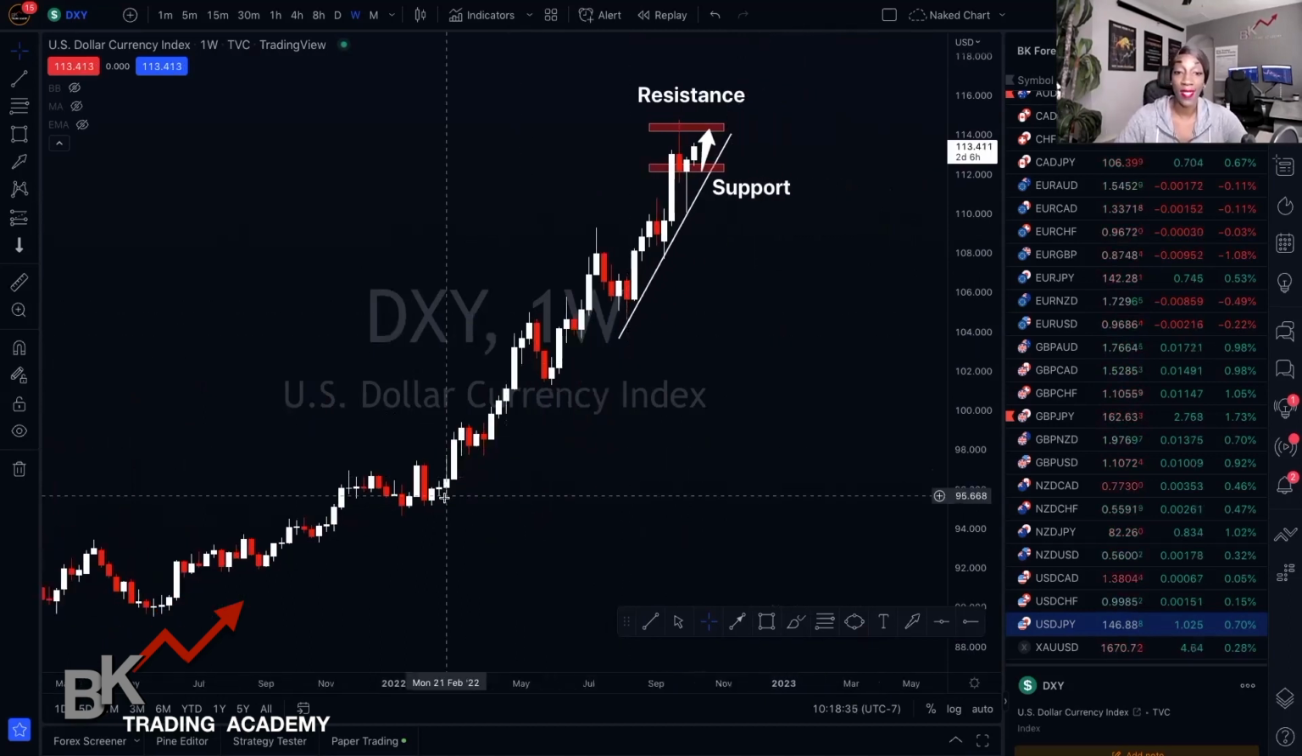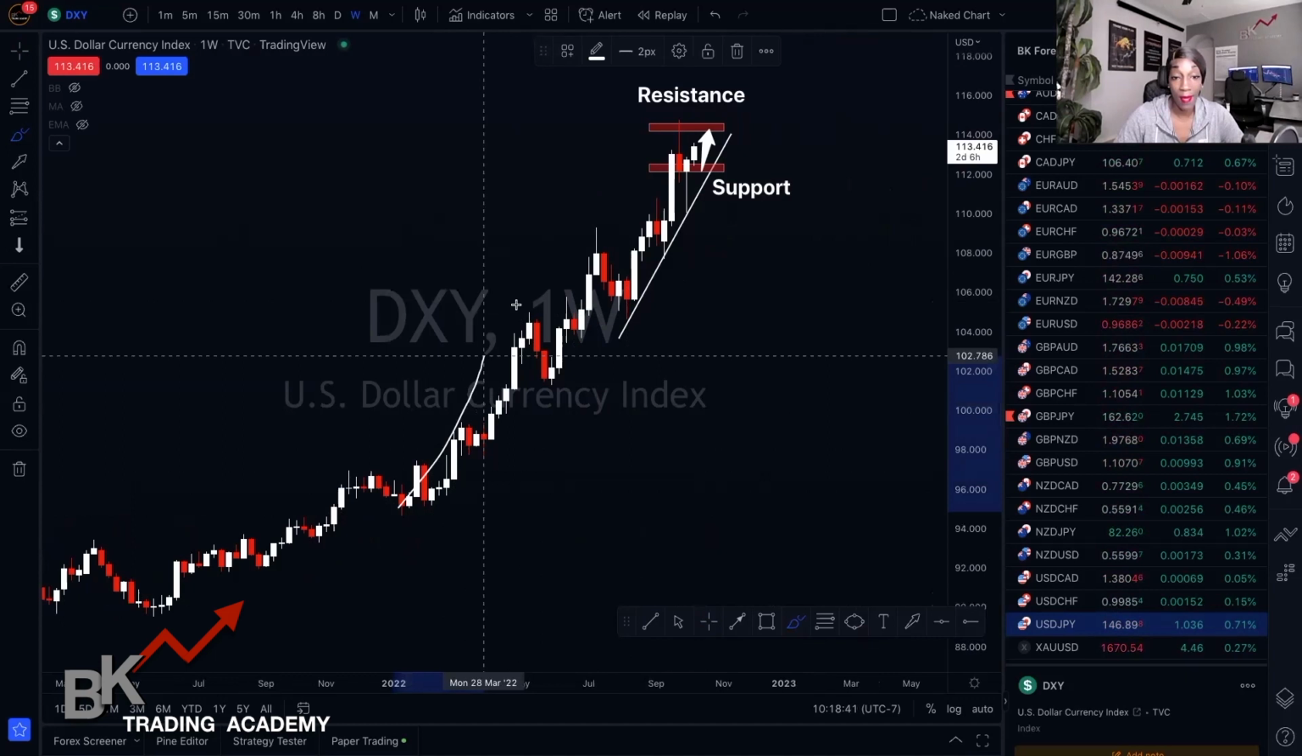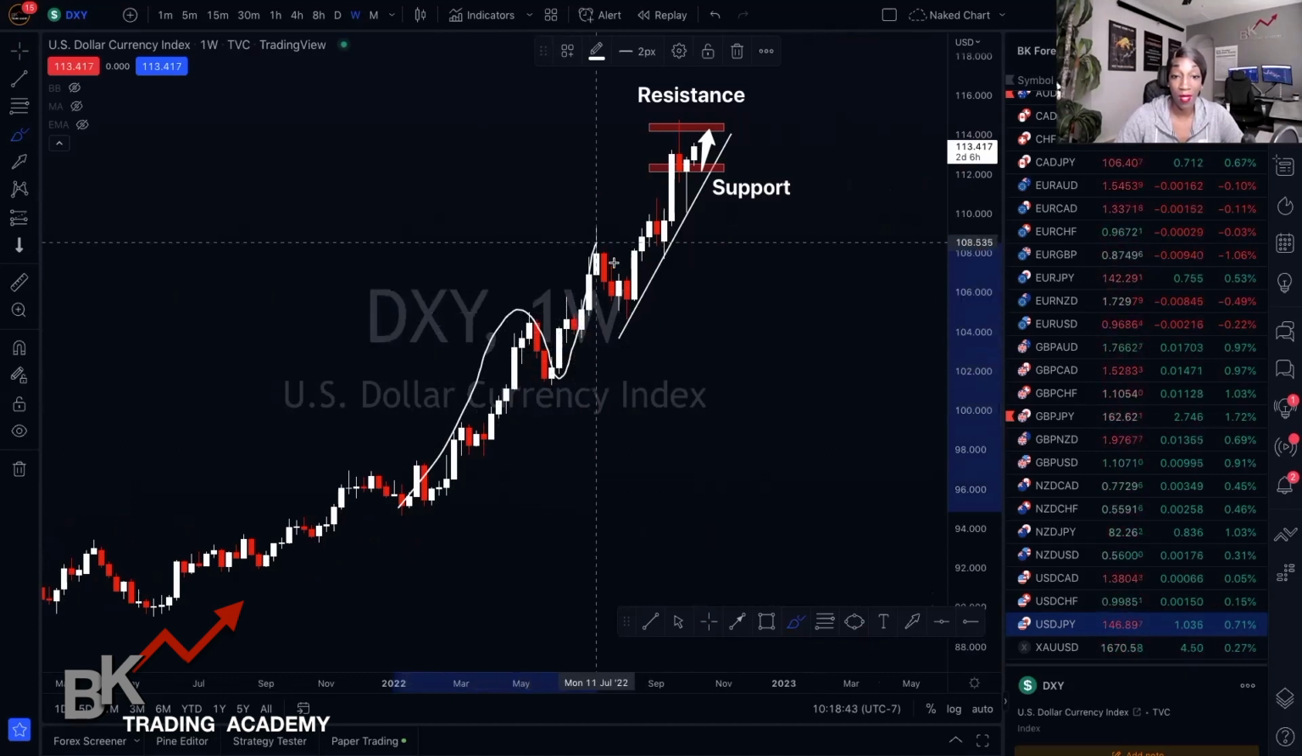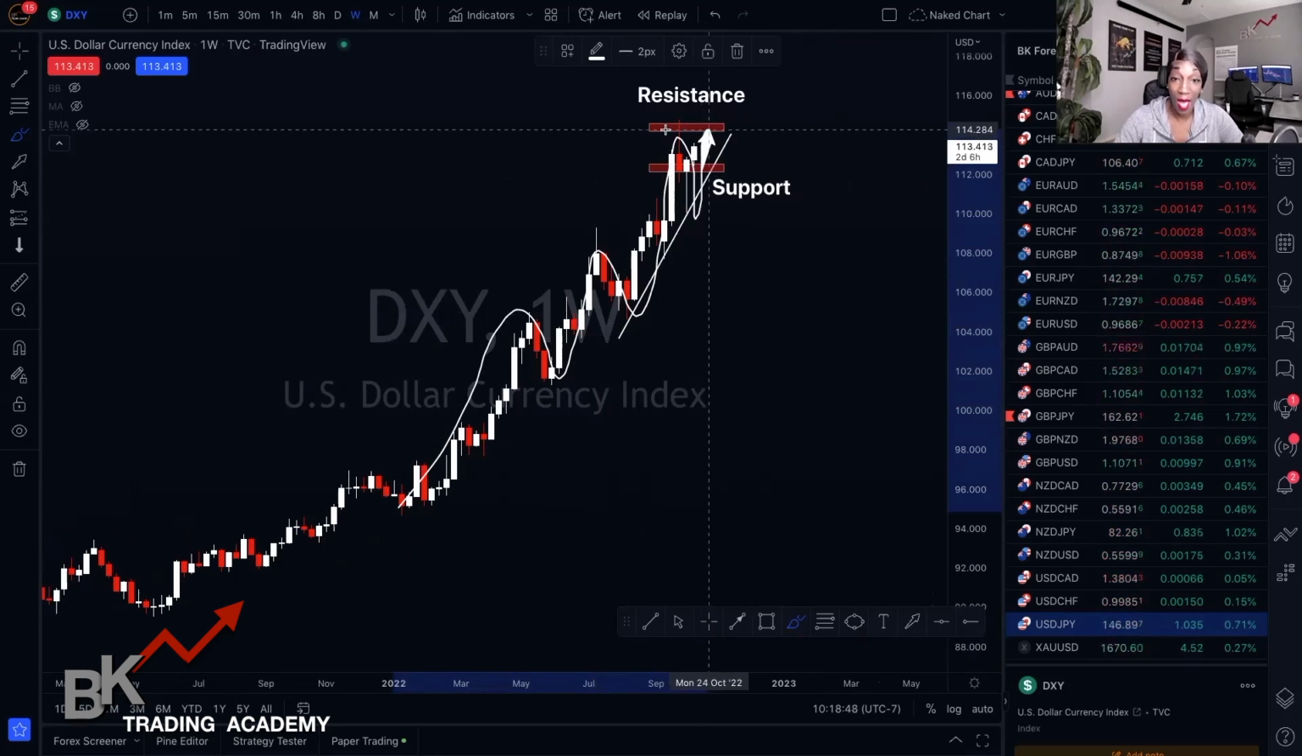So notice that we're steadily making higher highs and higher lows with some slight pullbacks, right? So here we are, we're steadily climbing. We have a pullback, we have an impulse, we have a pullback, we have an impulse, we have a pullback. And we just might top off right here at this next resistance and then see it pull back some more, give us a 50% retracement.